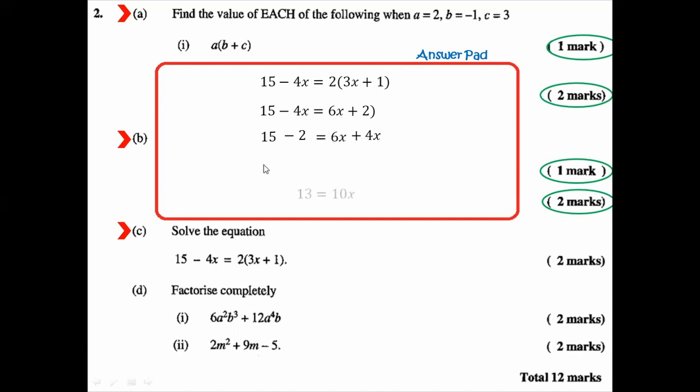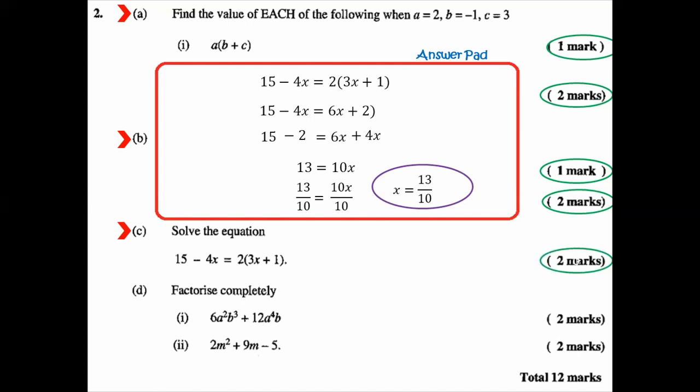So 2 from 15 will give us 13. And when we add 6x plus 4x, we'll get 10x. Of course, we want x all by itself. So we divide both sides by 10. The 10 cancels this 10, leaving us with x is 13 over 10. Some people like to divide the 13 by 10 and write the answer in decimal form, but you really don't have to. All right, so 2 marks for solving that equation.